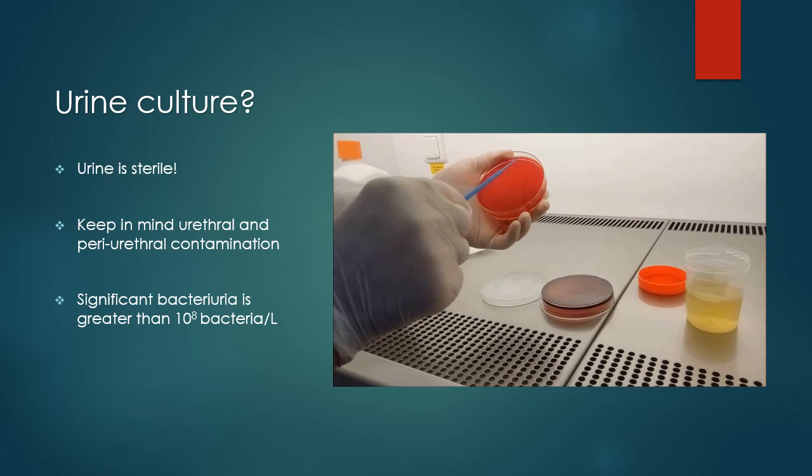It's worthwhile to keep in mind that the process of specimen collection can be contaminated from the urethra and periurethral areas. Also, just because you grew something doesn't necessarily mean it's a significant bacterial load. Generally, greater than 10 to the 8 bacteria per liter is indicative of a significant bacteriuria. Yes, reinforcing not to treat asymptomatic bacteriuria is important. Patients must have symptoms to diagnose and treat a UTI.